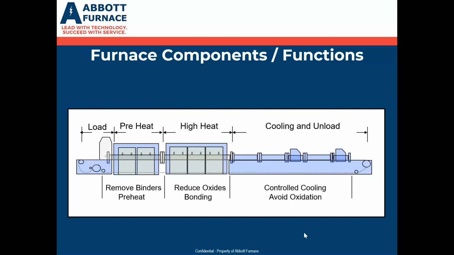Good morning, everybody. Today we're just going to go through an overview of the furnace and look at the different components and their functions. As you can see, there's a schematic of the load end, the preheat section of the furnace, where we're going to remove the binders and preheat the product. And then the high heat, where we're going to reduce the oxides and bond the particles or melt the braze. And then the cooling section, where we control the cooling to avoid oxidation, set the properties, and then the product exits out.